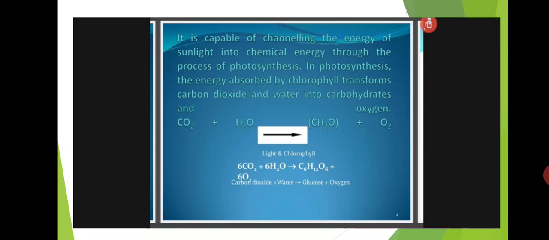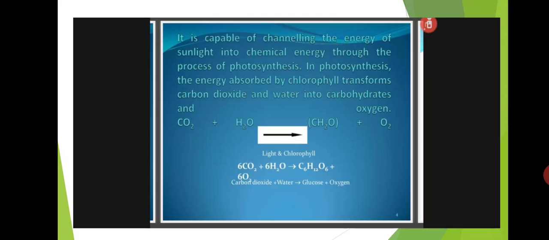This process is called photosynthesis. This photosynthesis process is mainly possible due to the presence of chlorophyll only. In photosynthesis, the energy absorbed by chlorophyll transforms carbon dioxide and water into carbohydrates and oxygen. This is the main reaction here. The light energy is absorbed by the chlorophyll, and this chlorophyll transforms the carbon dioxide and water into the carbohydrates and oxygen. This is the photosynthesis reaction.